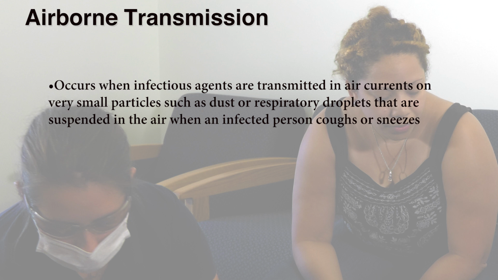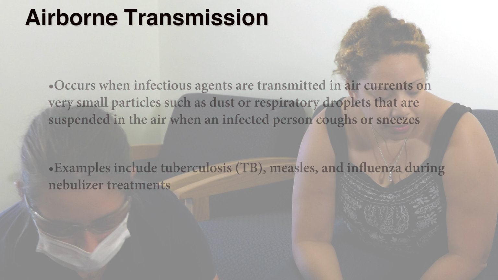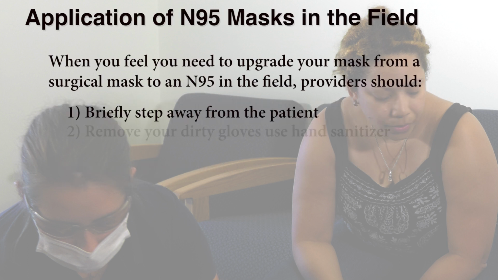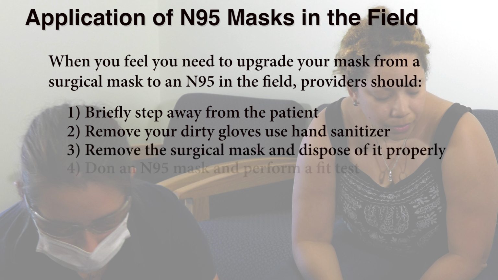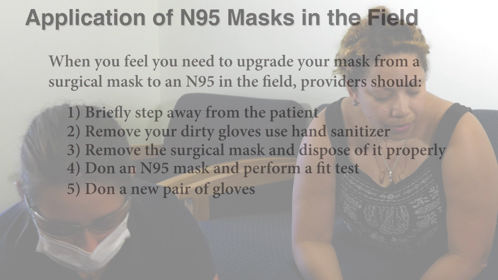Airborne transmission occurs when an infected person coughs or sneezes, releasing droplets which evaporate and leave the infectious agent suspended in the air. These agents can then be spread long distances by air currents on very small particles like dust. Some examples of pathogens that spread through airborne transmission include tuberculosis and measles, as well as weaponized pathogens such as anthrax. It is important for pre-hospital providers to be aware that providing nebulizer treatments to patients with the flu results in the flu virus becoming transmitted by airborne methods rather than droplet methods.